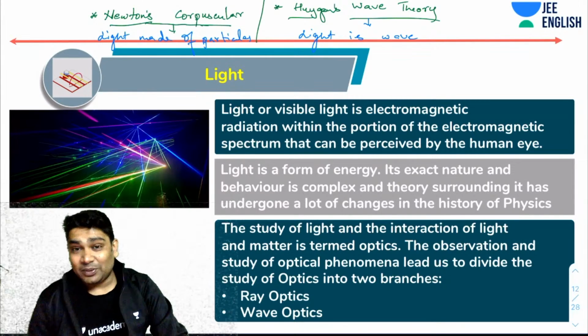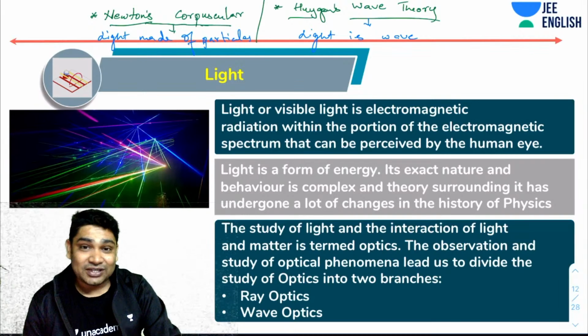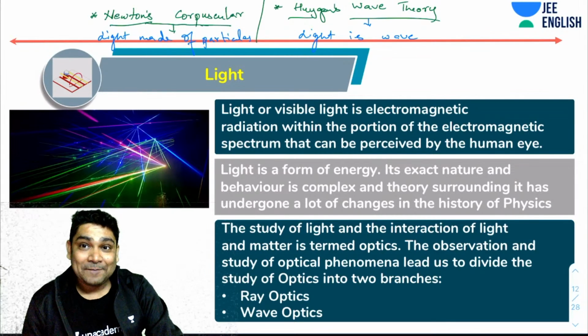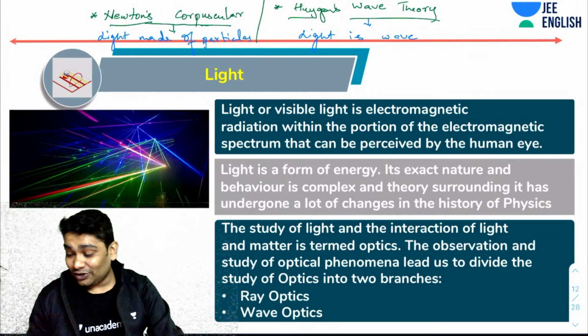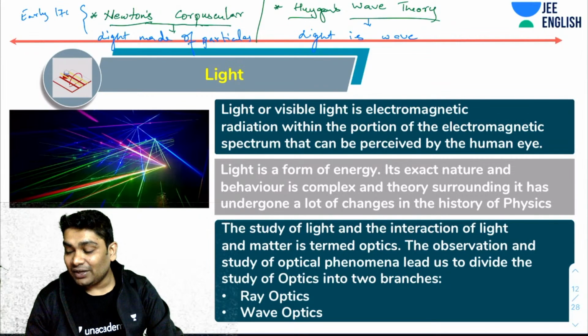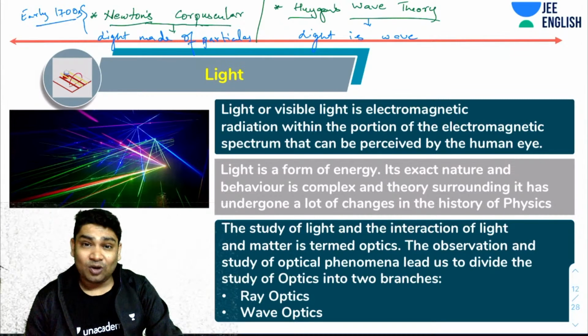Then there were a lot of experiments. Young, in his famous Young's double slit experiment, actually proved the wave nature of light. This theory was given in the late 1600s or early 1700s, and it was accepted till almost 1800.